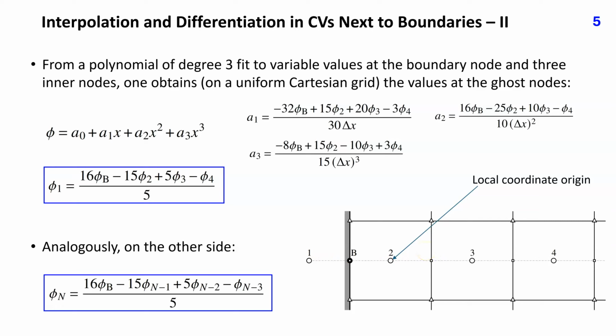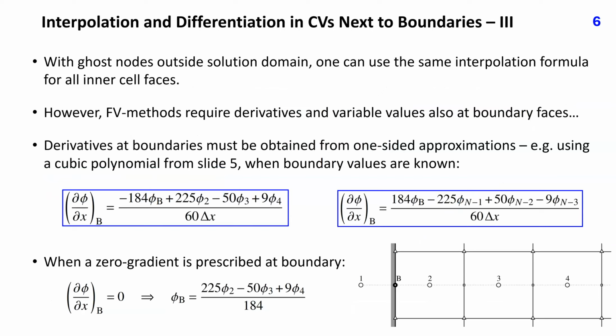As explained in lectures 5 and 8, higher order schemes are usually implemented using the third correction approach. In this case, the explicit computation of variable values at ghost nodes is not a problem, because one computes the difference between high and low order flux approximations explicitly anyway, using variable values from the previous outer iteration. With ghost nodes outside the solution domain, one can use the same interpolation and differentiation expressions for all inner cell faces.